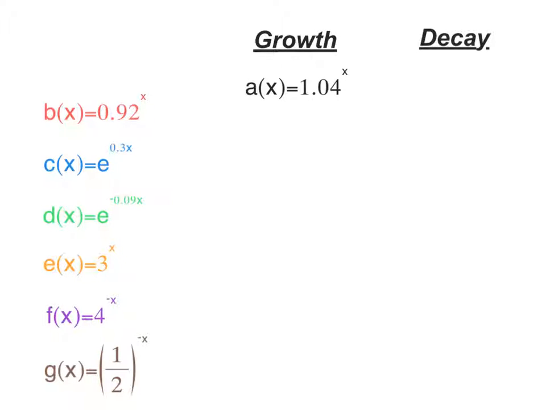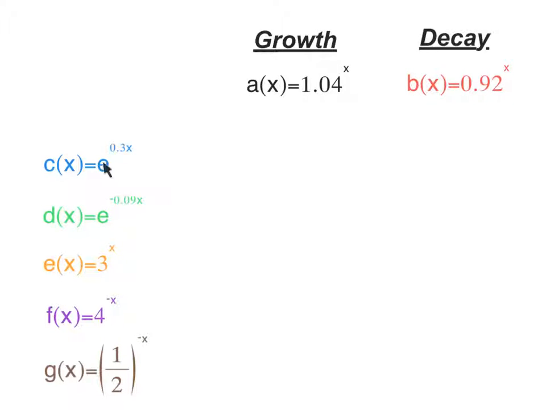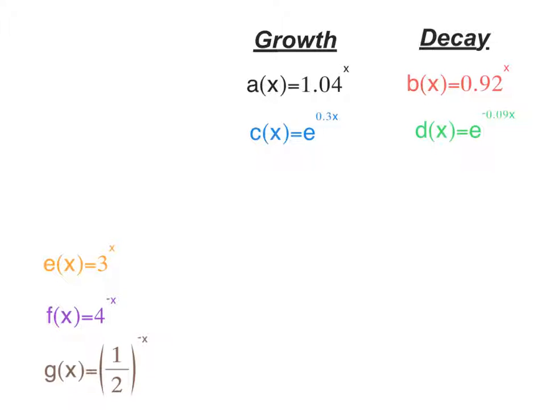So for this one, since it's bigger than 1, it's a growth. This one, since it's smaller than 1, it's a decay. All right, these next two are e's. e's are continuously growing, and e is 2.71. So we look at the power up here next to the x to see the rate. If it's negative, it's shrinking, and if it's growing, it's positive. So this is a growth, and this one right here is a decay.